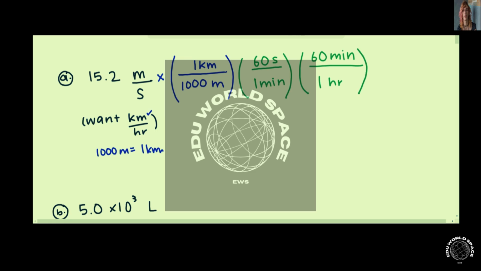Before we actually multiply this out, we can look at our units to make sure everything cancels, right? Meters and meters cancel, seconds and seconds cancel, and minutes and minutes cancel. So what we're left with is kilometers per hour. If you multiply this out, you should get an answer of 54.7 kilometers per hour.